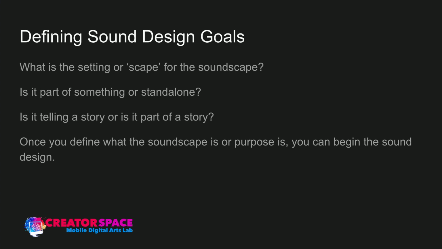So these are defining what it is. And then once you define what the soundscape is or its purpose, you can begin the sound design. So we need to know, okay, this soundscape is for this, and this. So, where is it? Those 5 W's: who, what, where, when, why, and how. W5. And that helps really figure out what we're going to do. So if it's taking place in a train station, we want to be able to hear train stations. If it's taking place in an industrial area, you want to be able to hear an industrial area.